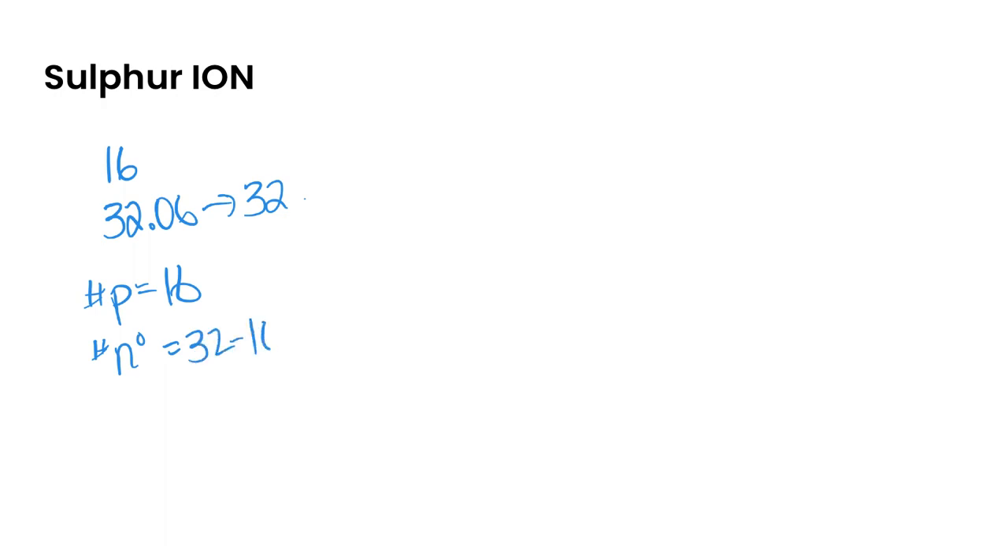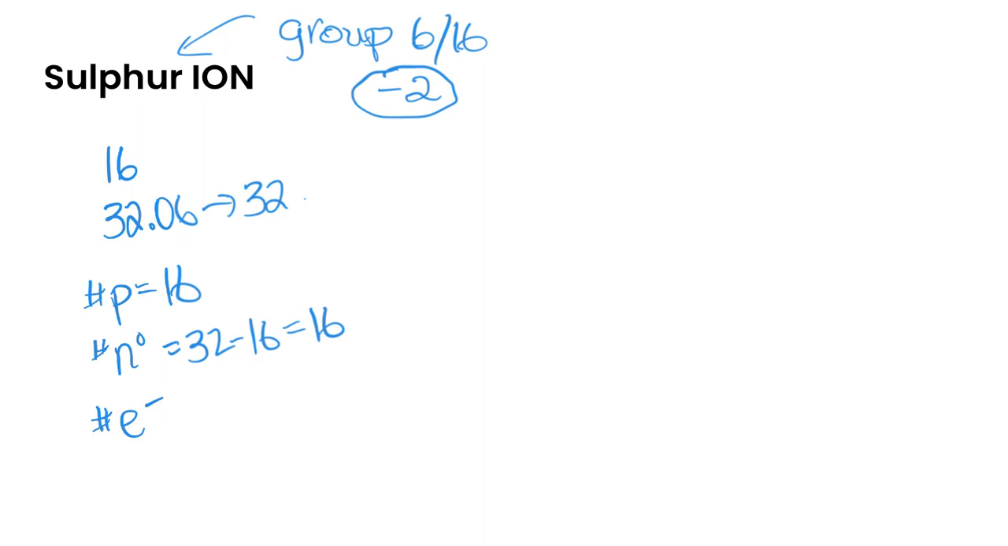So let's take sulfur. Sulfur has an atomic number of 16, and it has an atomic mass of 32.06, which means its mass number is 32. And so the number of protons is our atomic number of 16. Our number of neutrons is 32 minus 16, which gives us 16. And then for our number of electrons, sulfur is in group 6 or 16, which means that it will gain 2 electrons to have a full valence shell. So it has a -2 charge. So for the number of electrons, we've got 16 minus negative 2, which means we're really doing 16 plus 2, so we should have 18 electrons total.